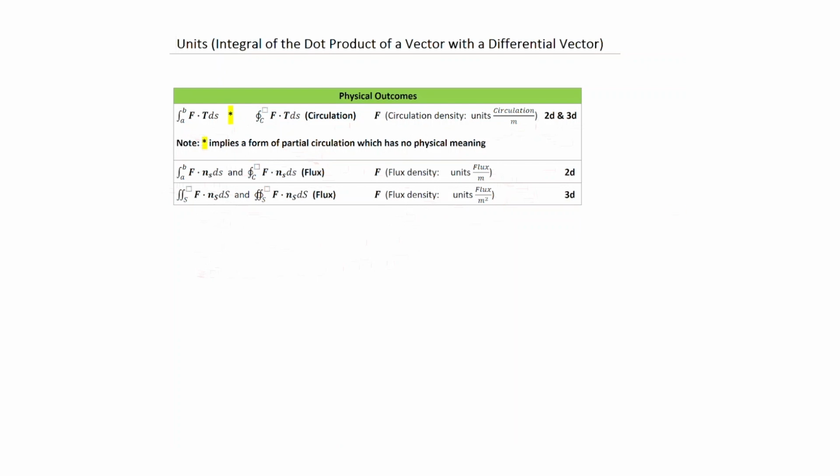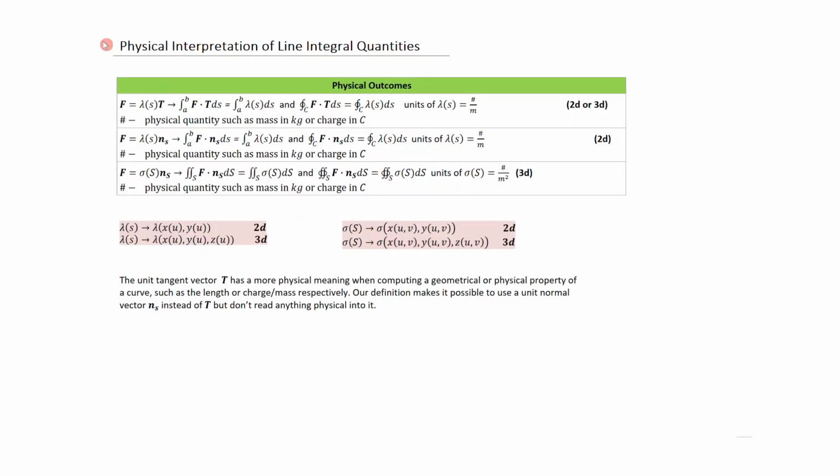Now, the moment you hear the word flux or circulation anywhere, it immediately refers to a vector property. If I just said density, like charge density, that's a scalar. But if I said charge flux density, whatever that would mean, that is a vector. So words are important here. All right, so the next thing to look at is a physical interpretation of line integral quantities.